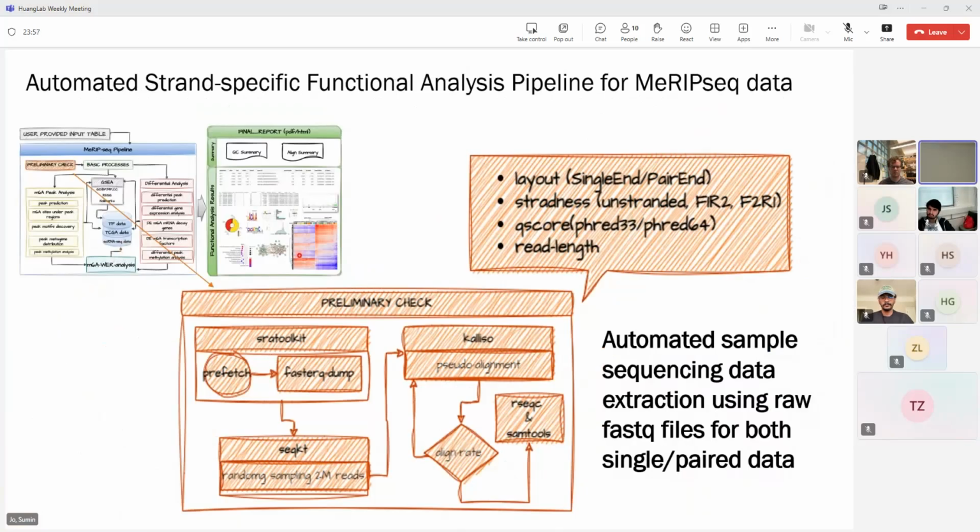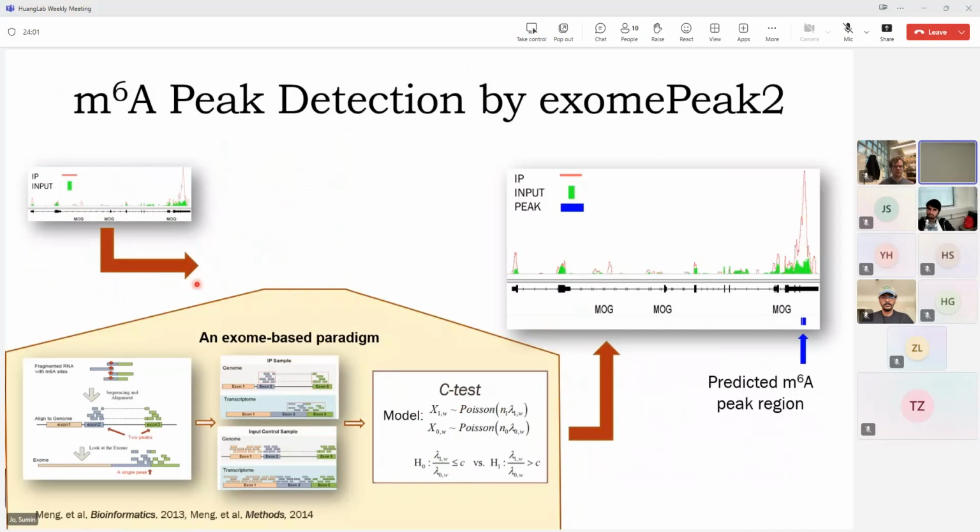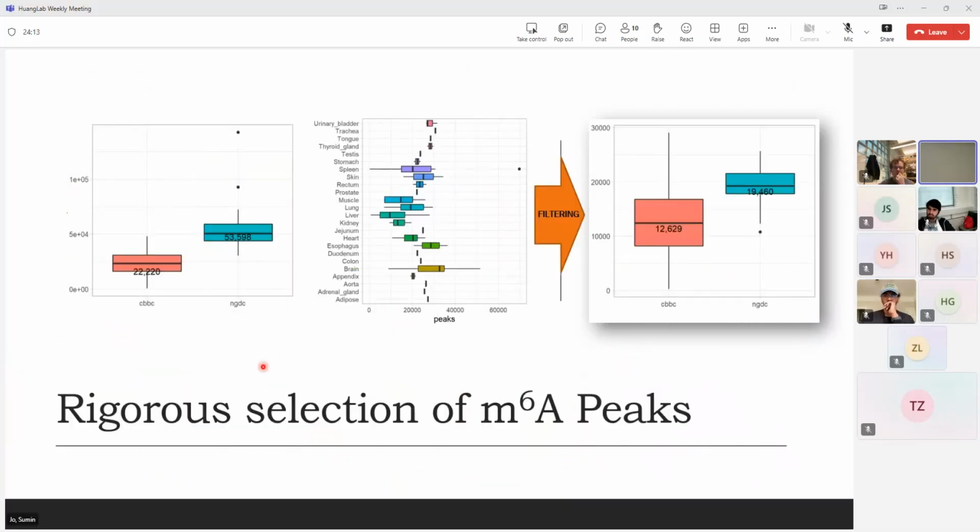I processed all the samples in the same pipeline I developed. We processed the samples in the same pipeline, predicted the peaks using exomePeak2, and then after the peak calling, we filtered the peaks to find the more high confidence M6A peaks. So these are the final peak calling results.